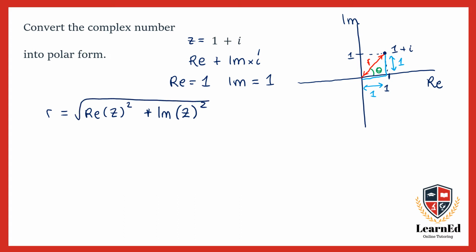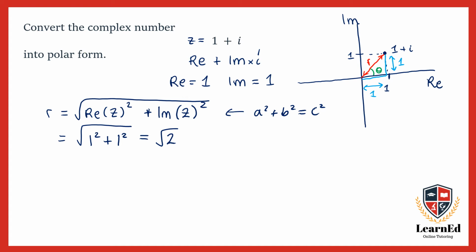This is all derived from Pythagoras' theorem, a squared plus b squared is equal to c squared. If we set c equal to r and rearrange, we get that formula. Let's substitute everything in and see what r is. Substituting in, we have 1 squared plus 1 squared all under the square root. That's going to give us square root 2. So that's the distance we have from the origin, and that's one part of our polar form.